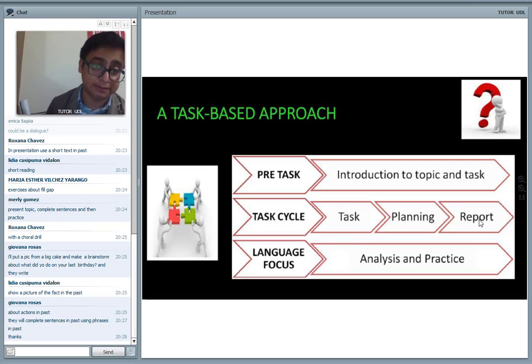The task, the activity that the students have to do. Planning, it means that they have to plan how to complete the activity. And of course, the report. That means, in this case, the final outcome of the activity. So once they finish that part, they go to the last stage that is called language focus. So what does it mean?